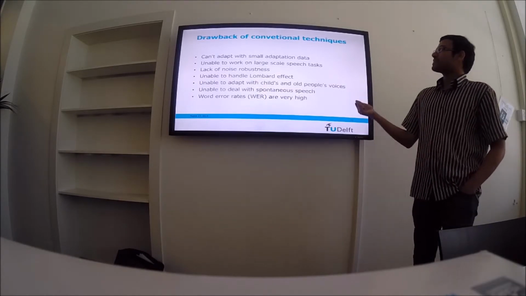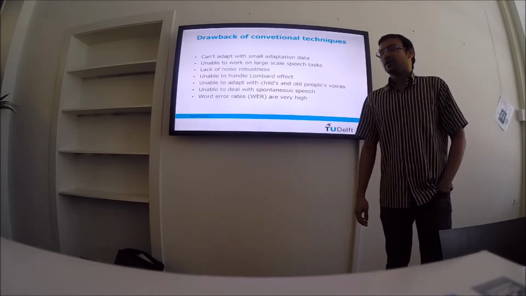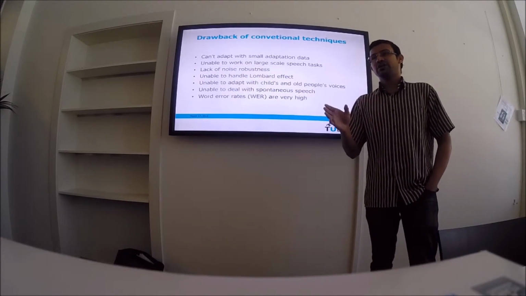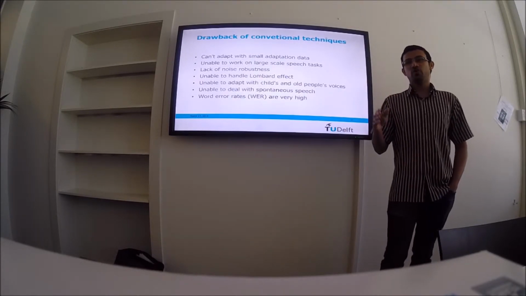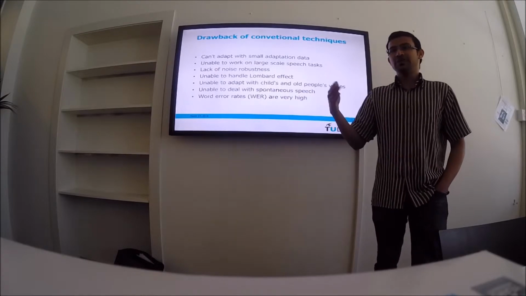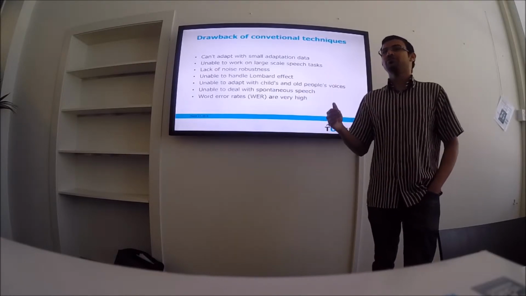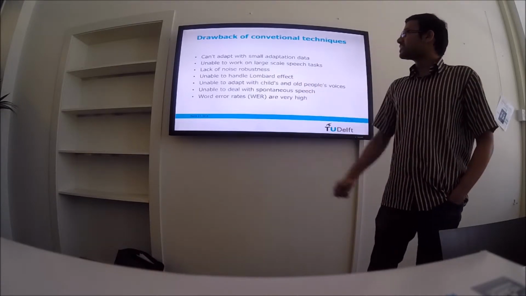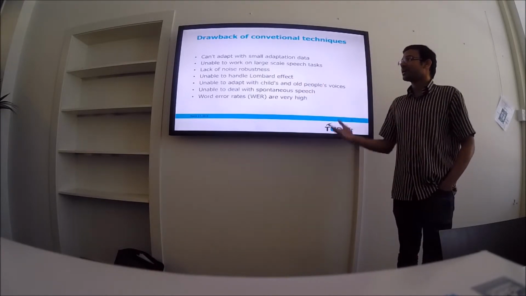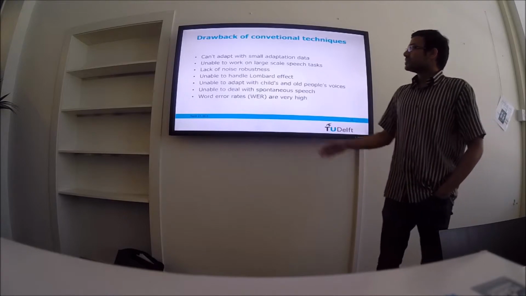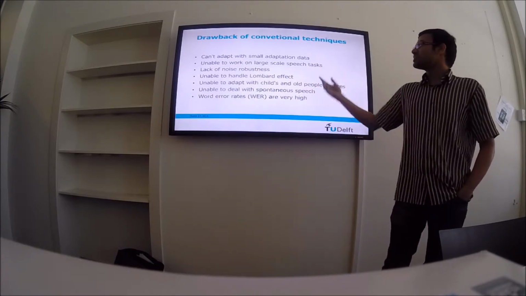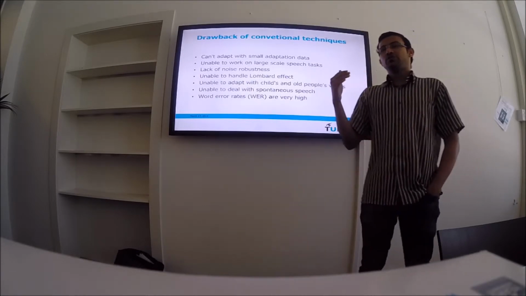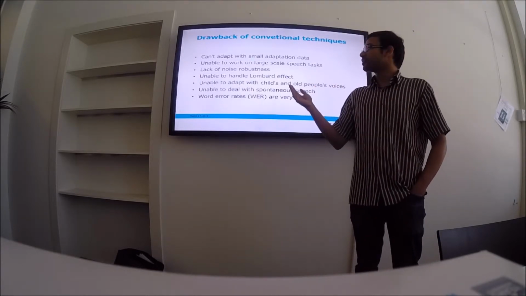These are a few drawbacks of the conventional techniques. Actually, the conventional techniques are meant for normal adult speech, but they are not able to deal with all the different speaker variability problems. Where there is small adaptation data, they cannot adapt. And when large-scale speech tasks are there, they were not able to adapt, and they were not able to provide a robust method in the presence of noise.